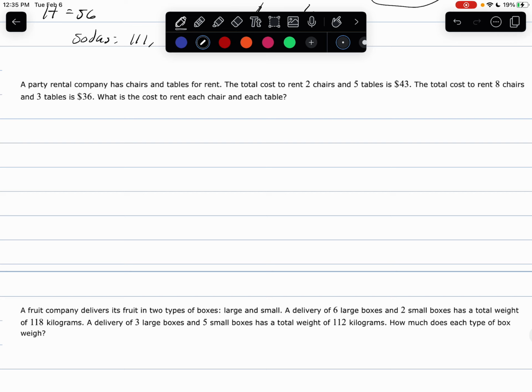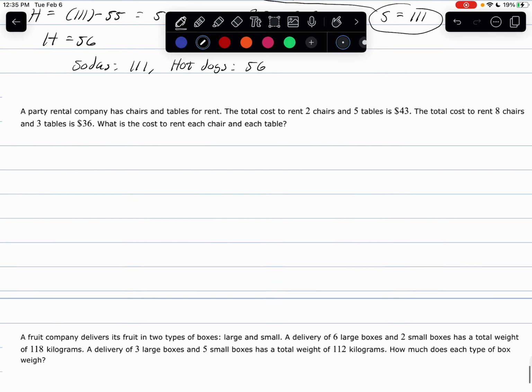Okay, so we know that we have 2 variables again. We have chairs, which we'll say is C, and we have tables, which we'll say is T. The total cost to rent 2 chairs and 5 tables is $43. So we could write that as 2 times C plus 5 times T is equal to 43. And then it says the total cost to rent 8 chairs and 3 tables is $36. So we could say 8C plus 3T is equal to 36.